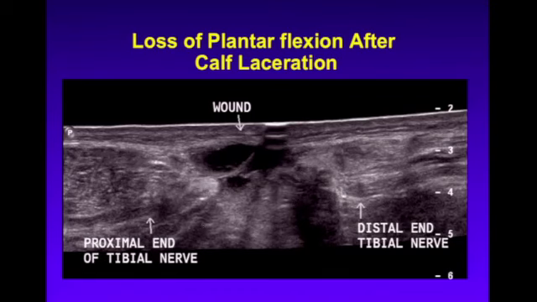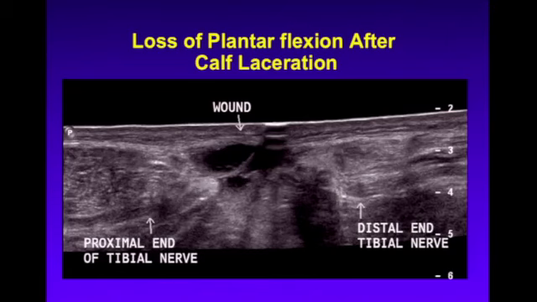This then told them that they were not going to be able to make a primary repair of this nerve because the edges were too far apart. So they knew that they'd have to take a nerve graft in order to fix this nerve, which is what they did. And the ultrasound here was critical in telling them what's going on.